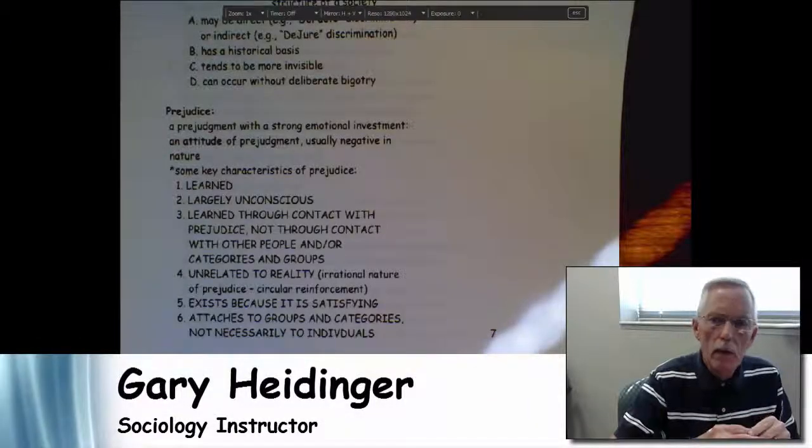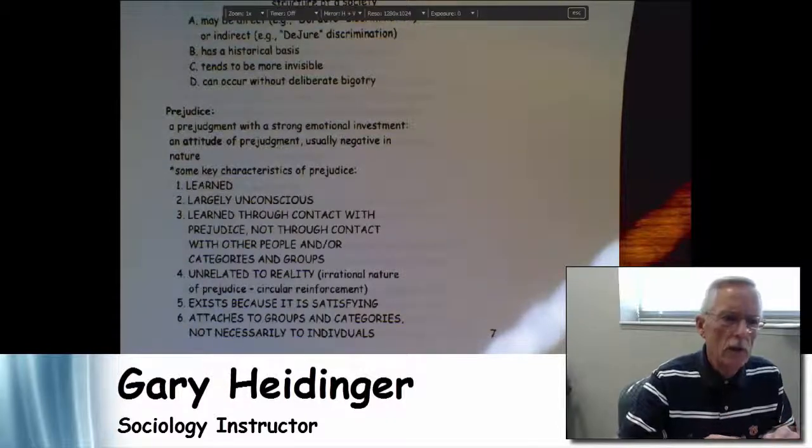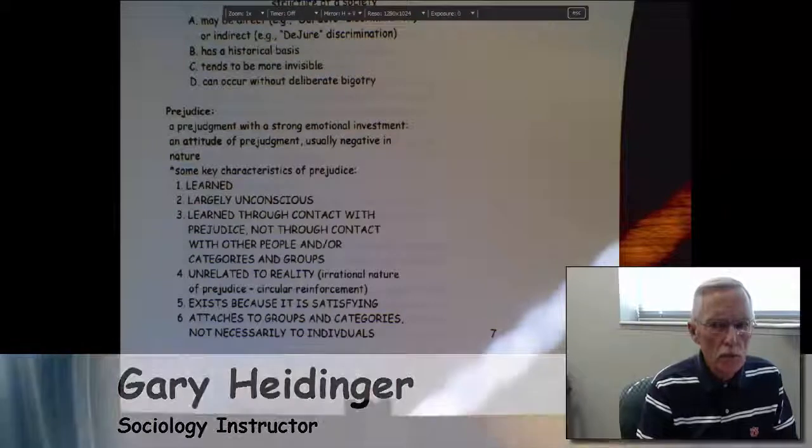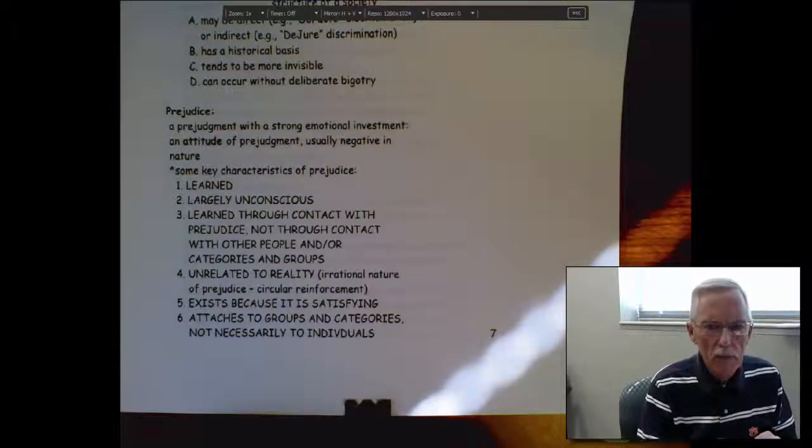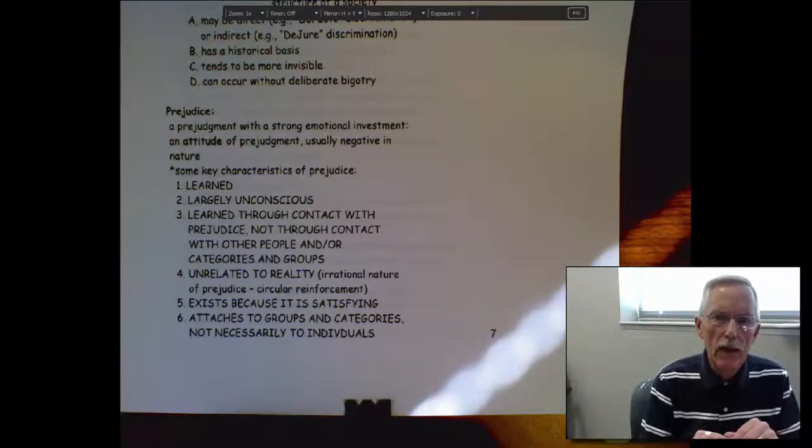Hi again. The last lesson focused on discrimination. This lesson will be oriented toward prejudice. Refer to page 7 in your second study guide and also chapter 9 in the text.